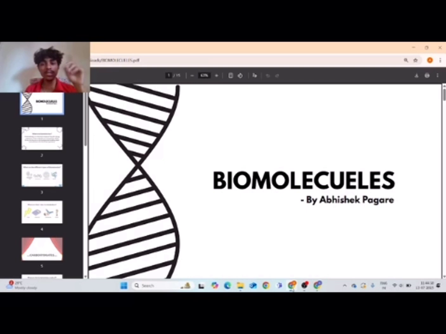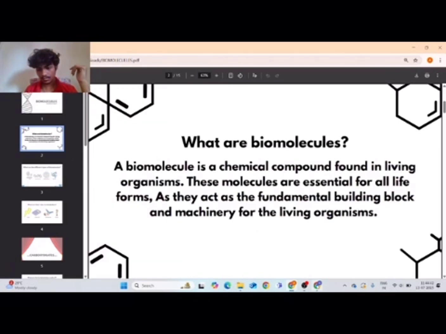Let's start with the explanation of what exactly biomolecules are. A biomolecule is a chemical compound found in living organisms. These include carbon, hydrogen, oxygen, nitrogen, sulfur and phosphorus. These molecules are essentially the building blocks of all life forms, and they are necessary for all of the processes that define a living organism.